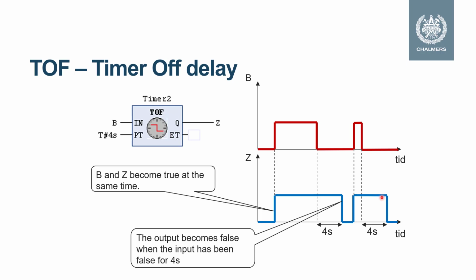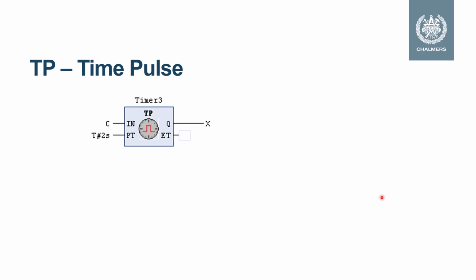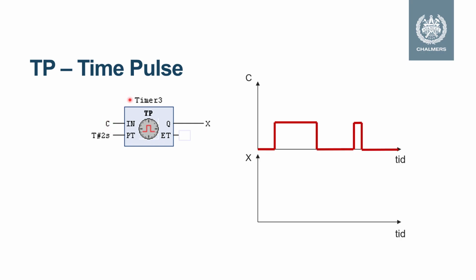The third timer is the TP, time pulse. Looks similar to the other timers. It needs a name, it has an input, the preset time, the output, and the elapsed time. But now we have a pulse symbol here. My new input variable, C, is very similar to A and B before. Now I will see the response in X.